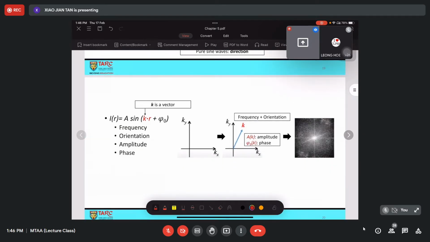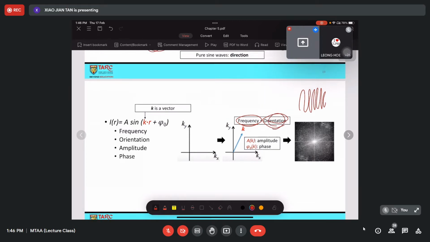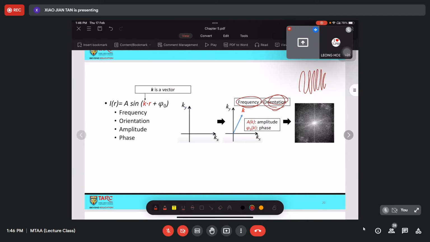So when your K is a vector, you will contribute the information of frequency and orientation. Frequency is how frequent it is, and orientation is something like this one. Okay, so when K is a vector, you will have the frequency and orientation, amplitude is represented by A, and phase is represented by this symbol. So after that, you will form this one.